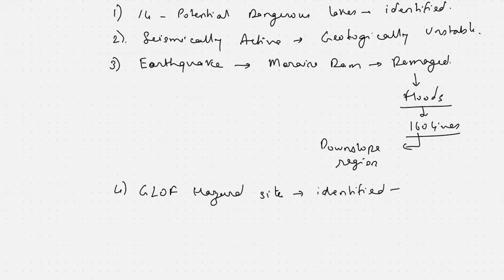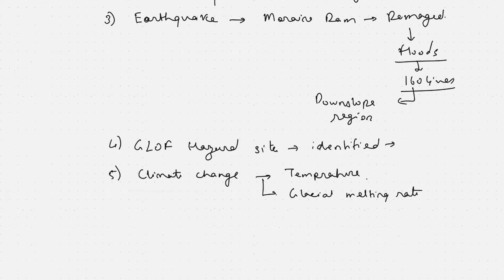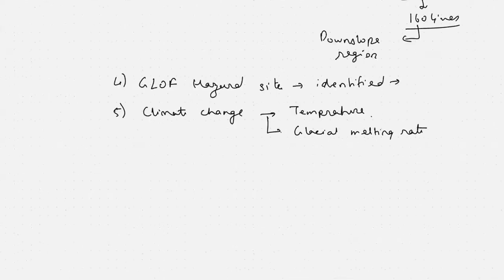Now, the fifth thing is that there is climate change. Because of climate change, the temperature is rising, and there is an increased glacial melting rate. The glacial melting rate is increasing here, which is also one of the issues for us to understand, because these situations are now becoming quite hazardous. So this is the part we need to understand, and we need to take care of the various models and theories.